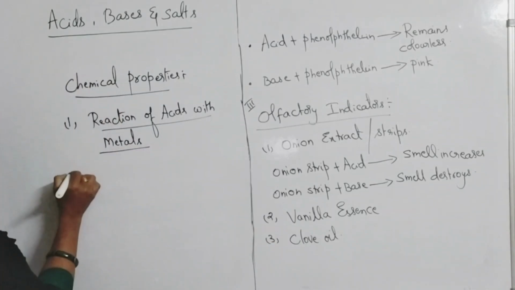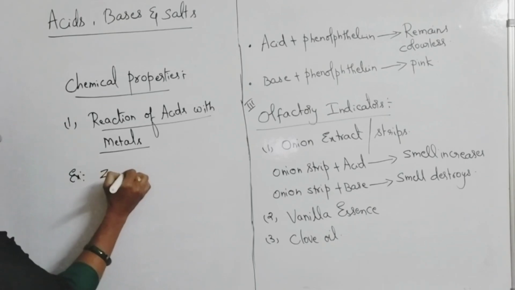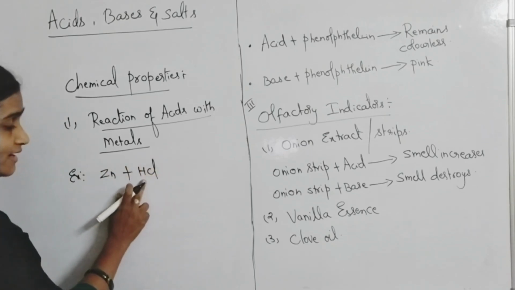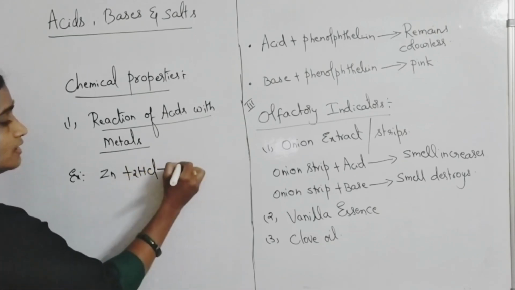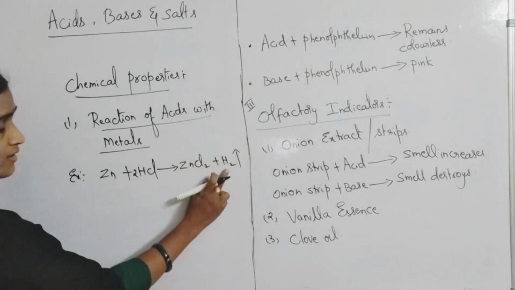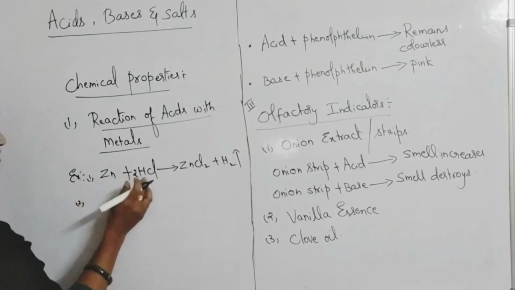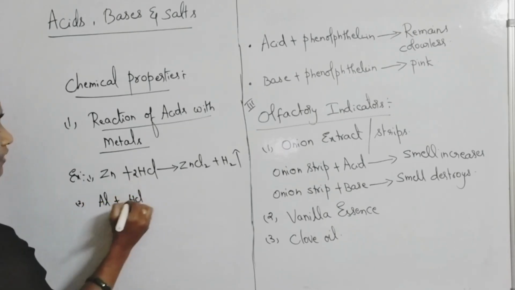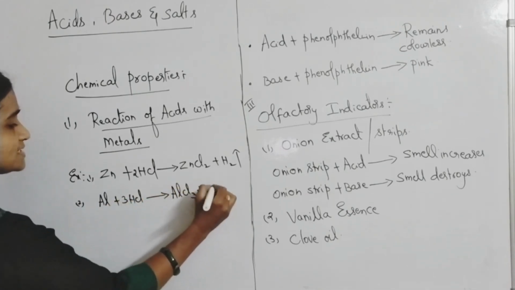This can be explained with an example or an activity. You can take zinc pieces in a test tube and add HCl acid through a thistle funnel. Then it gives rise to ZnCl2 plus H2. Hydrogen gas will be liberated. In the same way you can take any other metal. Suppose aluminium is added to HCl, you will get AlCl3, aluminium chloride, plus hydrogen.